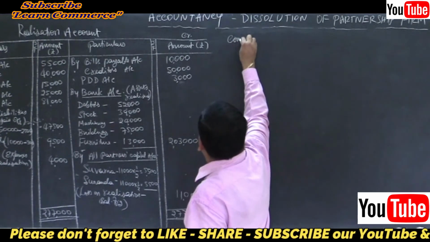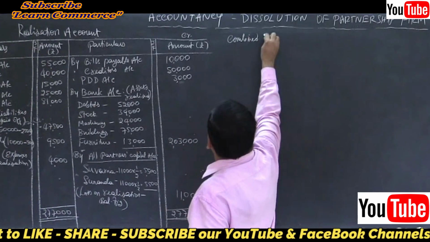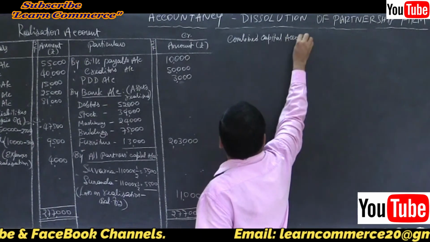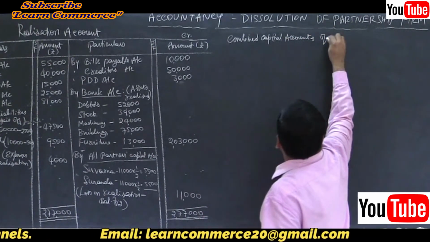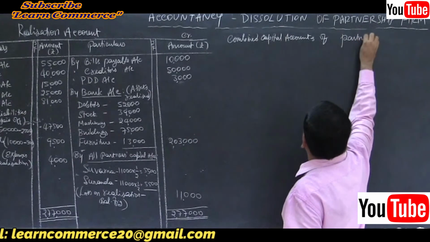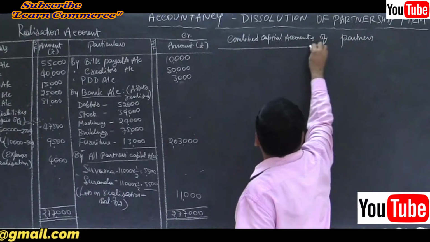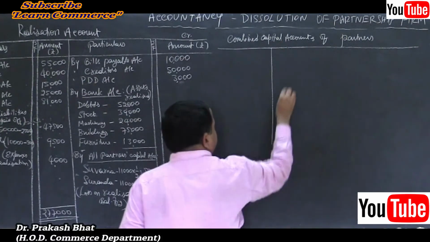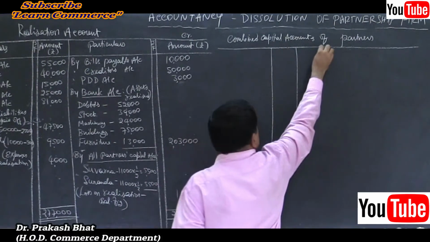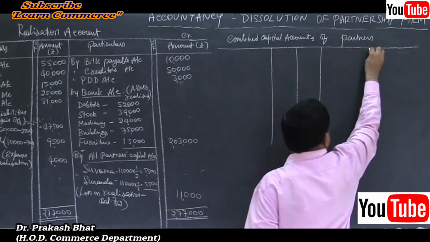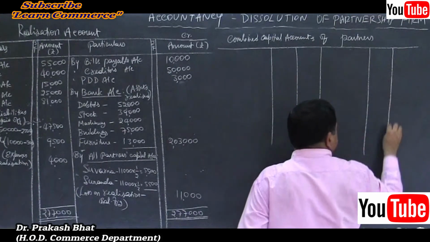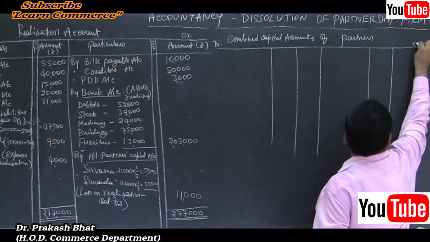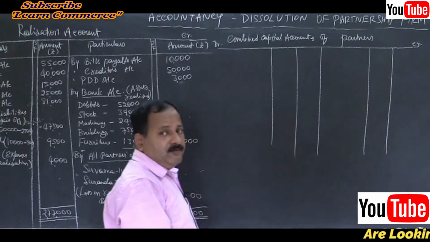It is combined capital accounts of partners. Only 2 partners were there, so only 2 columns are enough on either side. Debit and credit is a must. It's an account.